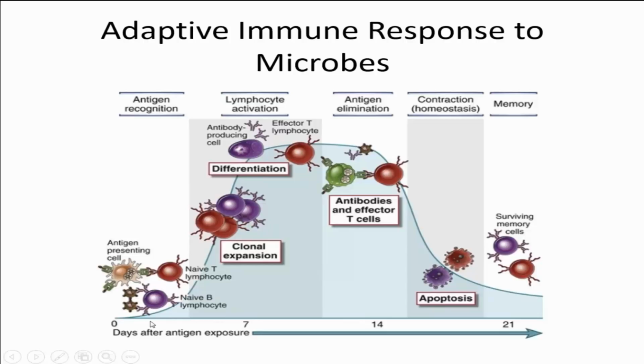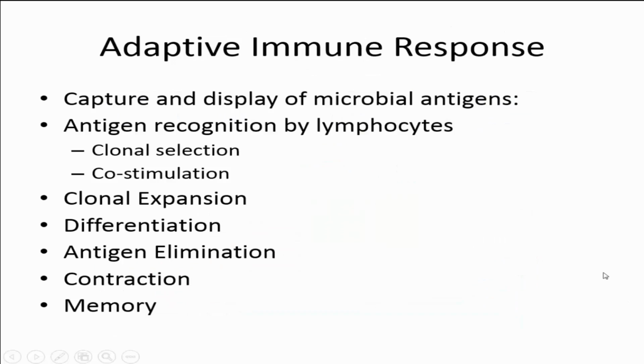This is just showing what we already talked about. So the first stage of the adaptive immune response is recognition of antigen. Once it's recognized, there is lymphocyte activation, and those that are activated are going to expand and then differentiate into the effector cells, and then produce the effector molecules that help to eliminate the antigen. And then once it's eliminated, there's going to be contraction of the immune response and some of them forming memory.